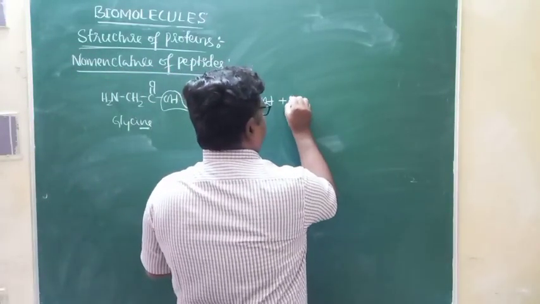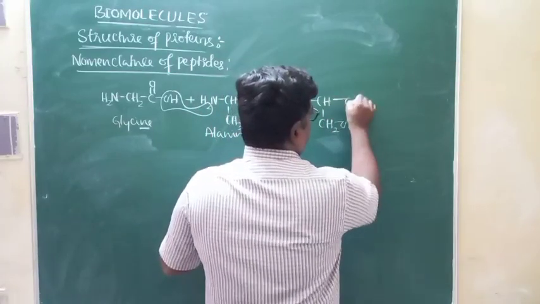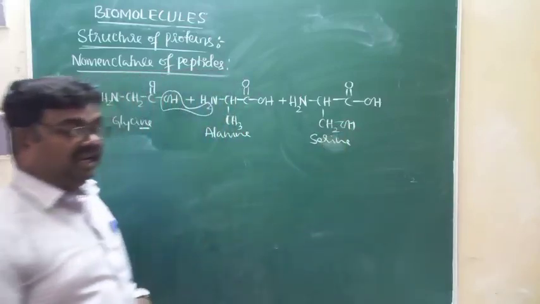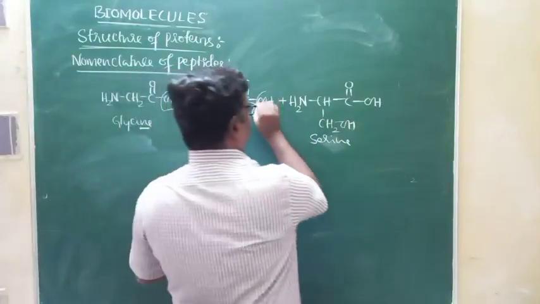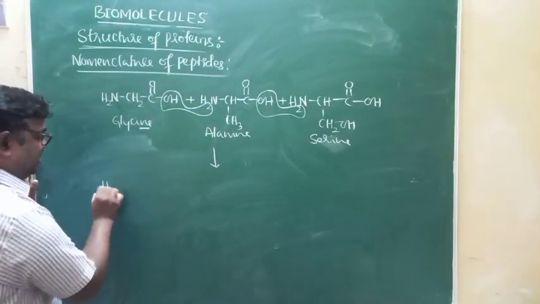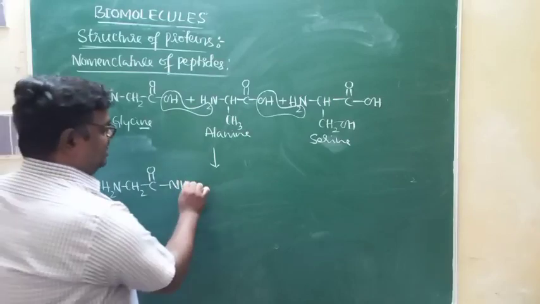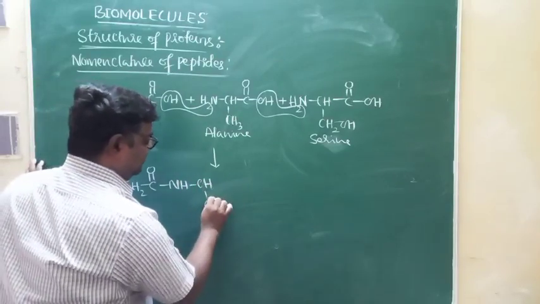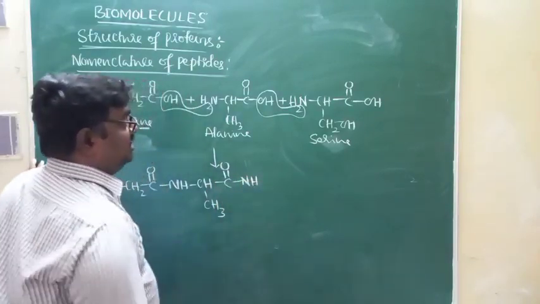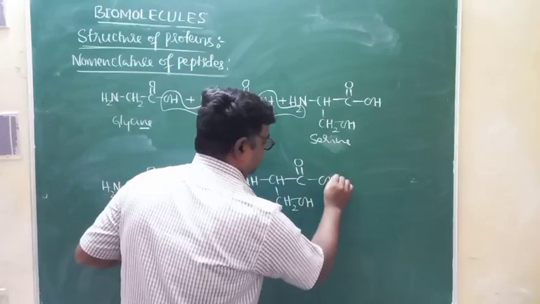Let me combine this with one more alpha amino acid, which we call serine. This is serine, CH2OH. One peptide linkage forms here and another peptide linkage forms here, and then we get a product of this type: NH2, CH2, C double bond O, NH, then CH, CH3, and of course C double bond O, and of course NH, then CH, CH2OH, and of course C double bond O, OH.